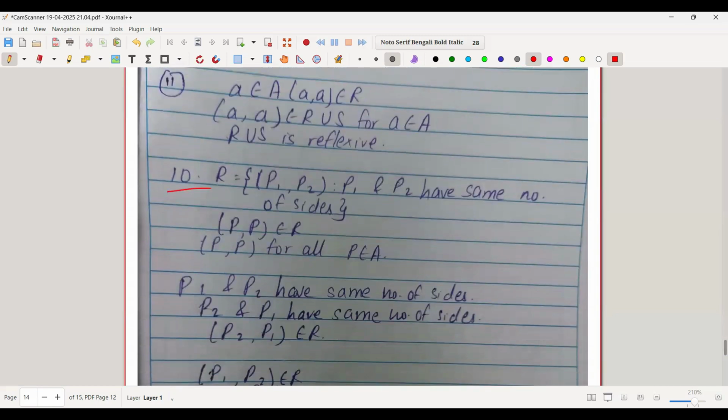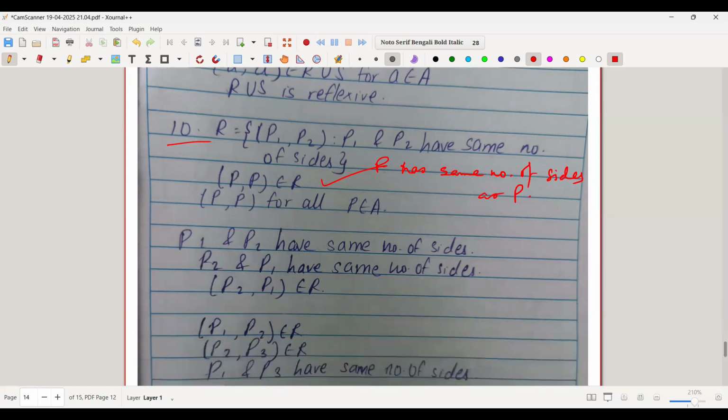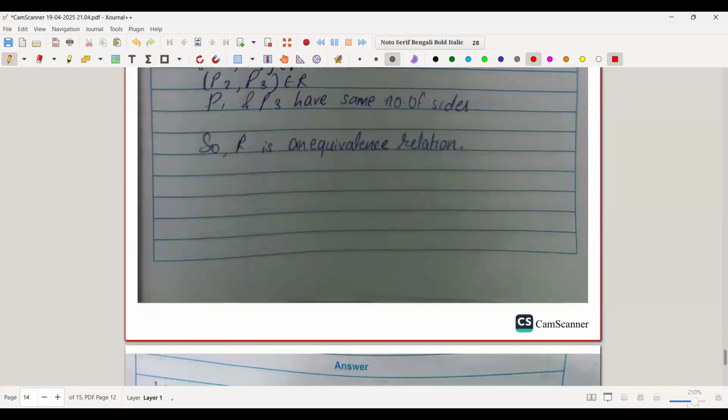Question number 10. P1, P2 have the same number of sides. For all P in A, P has the same number of sides as P. So (P, P) belongs to R for all P belongs to A. Okay, so this is an equivalence relation.